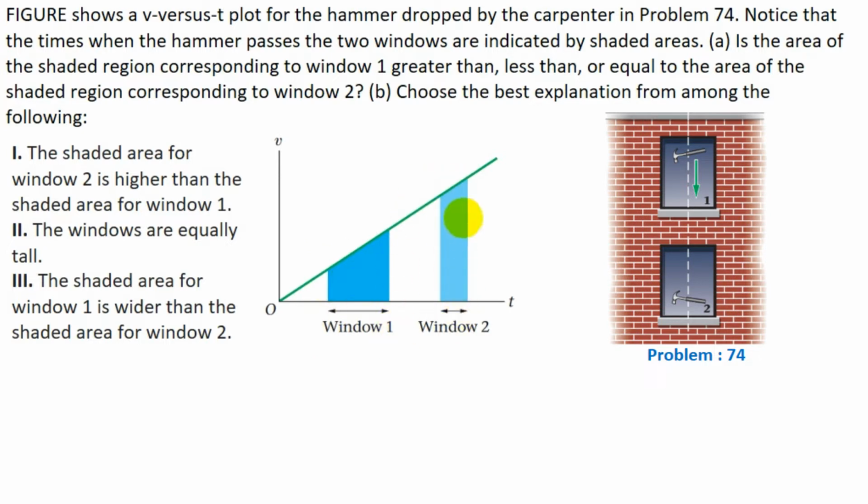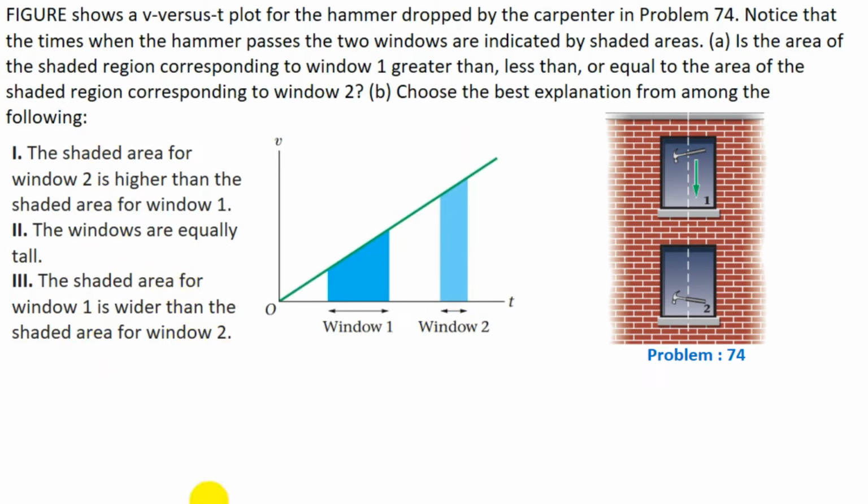Now what do we have to tell? We have to tell whether the shaded region corresponding to window 1 is greater than, less than, or equal to the area of the shaded region corresponding to window 2. So this is what we have to tell in the A part, and in the B part we have to choose the best explanation among the following.